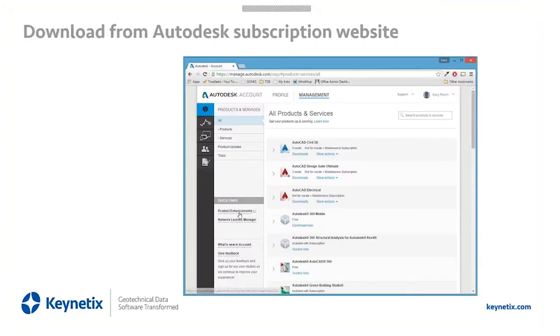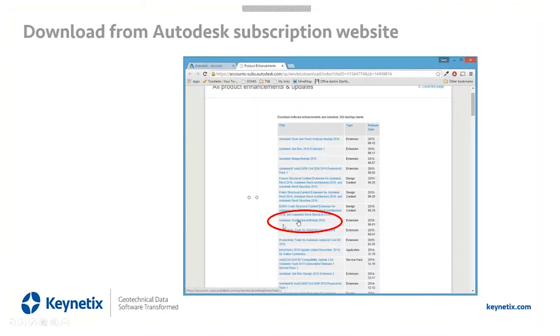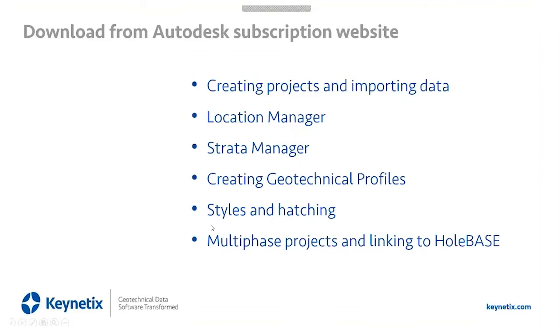Now, for those of you who haven't installed it, if you just go to your Autodesk subscription website, which I'm pretty sure looks pretty much the same for everybody around the world, you'll see that there's this product enhancement area. If you click on that, you'll see the geotechnical module down there. So you can just go there, click on it, download it, and install it.